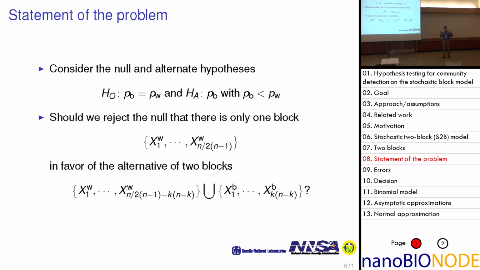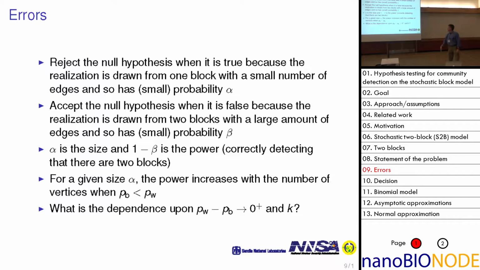So we want to do this given a realization of the data, right? We're not assuming we know the answer. We want to, given an answer, determine whether it's correct, or the plausibility of it. Of course, there are errors you can make with this, a false positive or a false negative. For example, if the realization is drawn from one block and there's a small number of edges, then you're going to tend to reject the null hypothesis even when it's true.